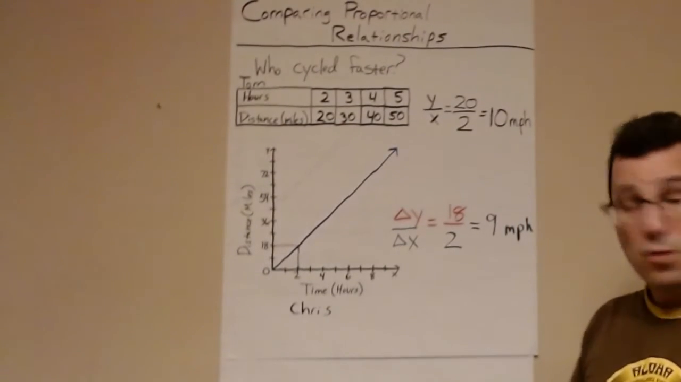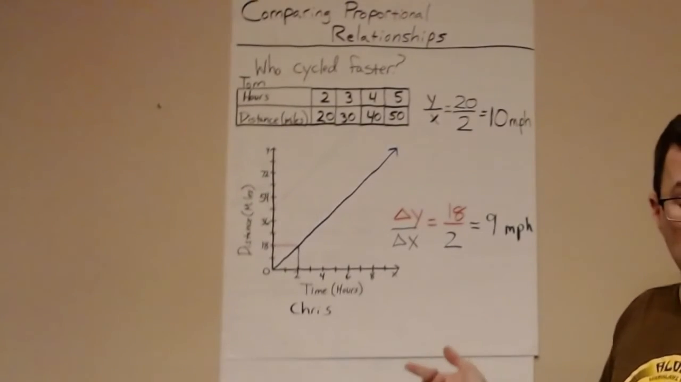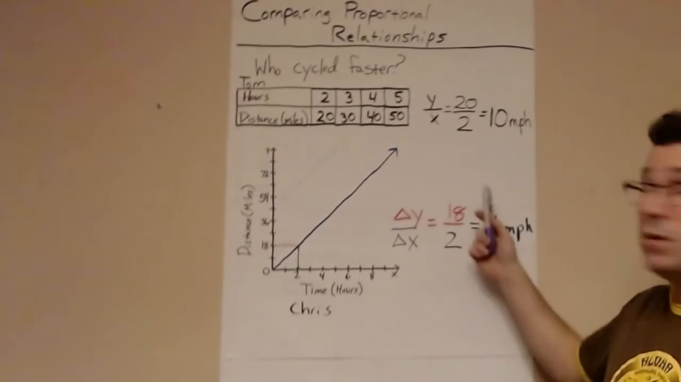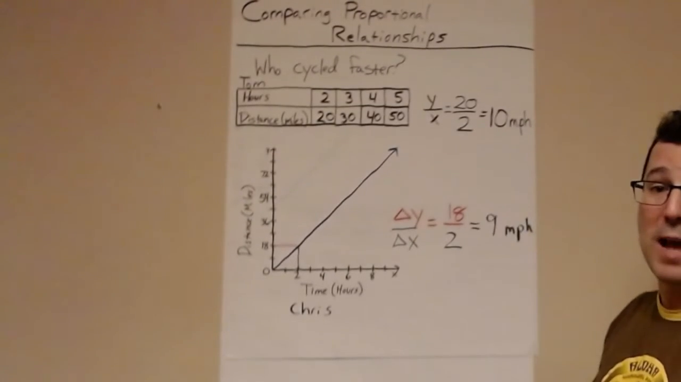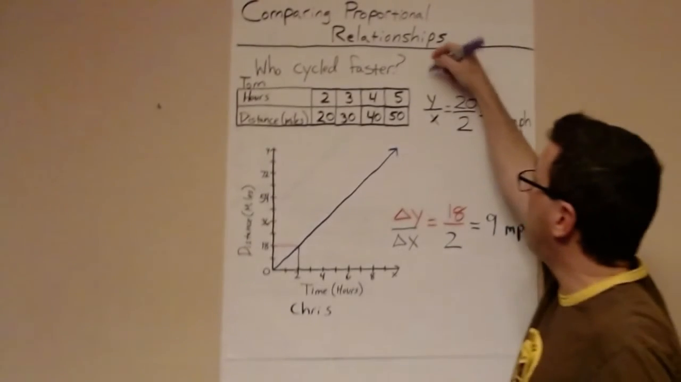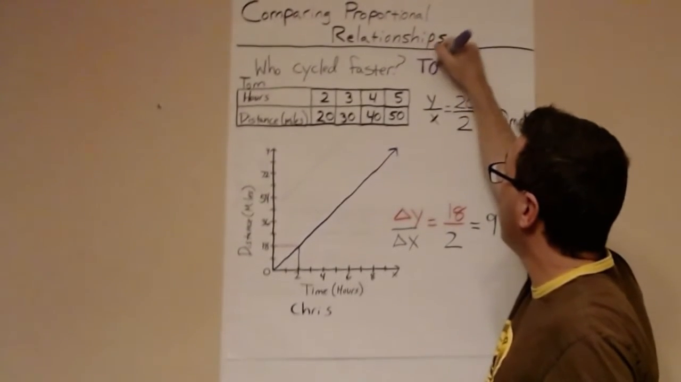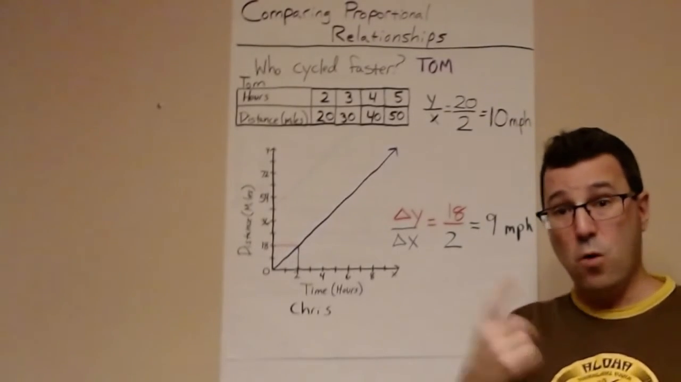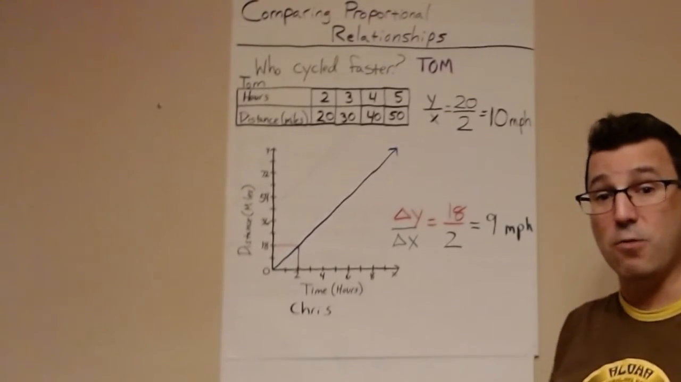So Chris is going at 9 miles per hour. Tom is cycling at 10 miles per hour. So Tom cycled faster. He cycled 1 mile per hour faster than Chris.